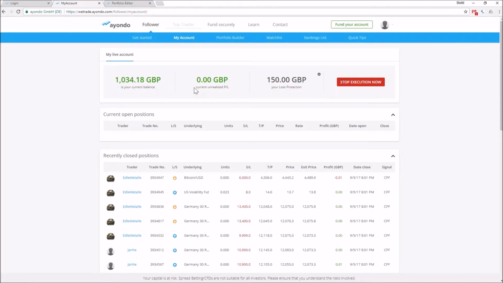Another important level of risk is this thing here, loss protection. So not only do we have the ability to decide what level of risk we want per trader, you can also set up what is effectively a stop loss on your account. So you can say, regardless of what's going on with all the traders and all the markets, if my account balance falls to a certain level, I want all trades closed out and I don't want to follow any more new trades. And that's this thing here. This is loss protection.